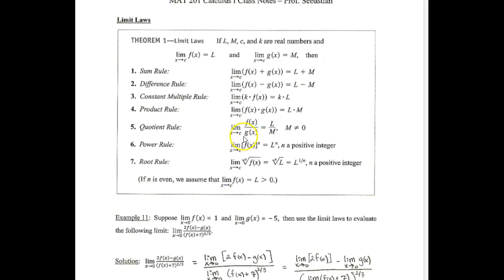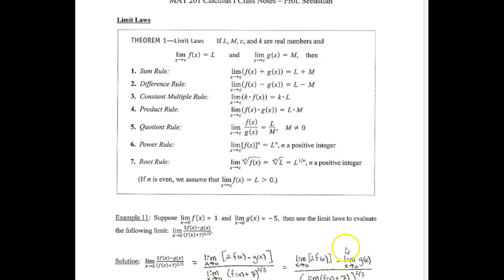If I divide the two functions, I can take the limit of the numerator, divide it by the limit of the denominator, then it's L divided by M, as long as M is not 0. If M is 0, then this is undefined. If I take the nth power of a function, then I can imagine moving that limit inside this power. So then it just becomes the limit of f of x as x approaches c, which is L raised to the nth power. Same way if I have an nth root, which is a power 1 over n. It works the same way. Now if n is even, of course, if we're taking a square root, then I can't have L be negative because you can't take the square root of a negative number.